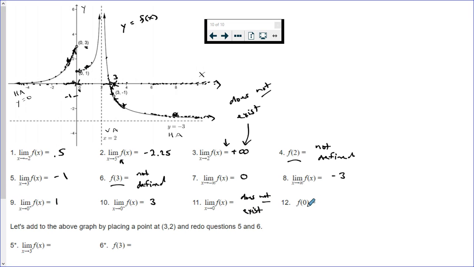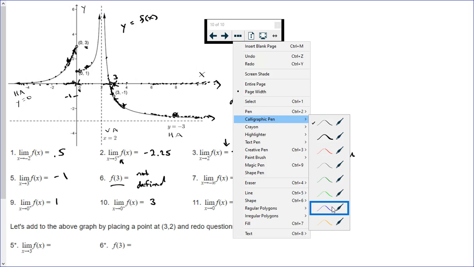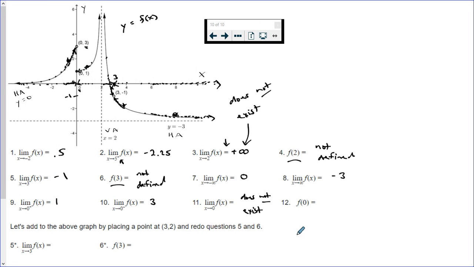And to cap this off, 12 is not a limit question. 12 is a functional question. Let me change the pen here to emphasize this. So this is saying f of 0. When the input is 0, what's the output? Well, that's when I look for the dot, the colored in portion. That's right there.